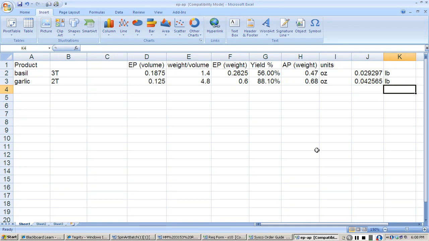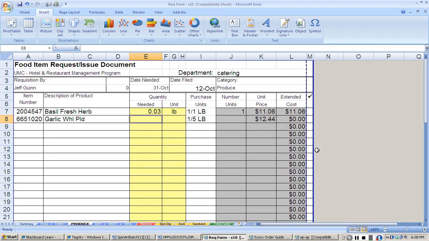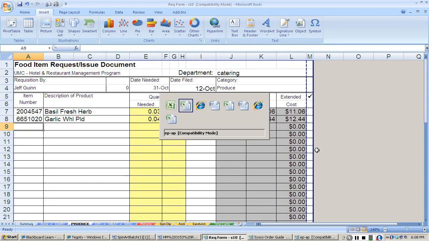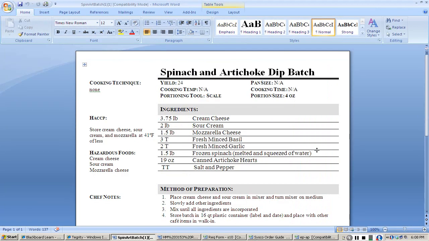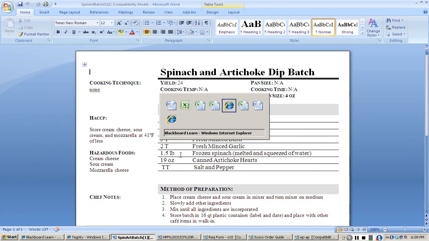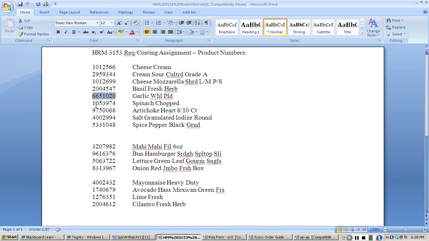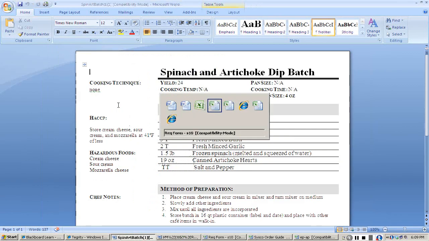And I'm not super concerned on how many decimal places you take it out to. So we're going to go 0.04 pounds. We're just going to need 1. So we're done there. Next up is 1.5 pounds frozen spinach, melted and squeezed with water. So 1.5 pounds frozen spinach. We'll get the number for spinach. Get into this.